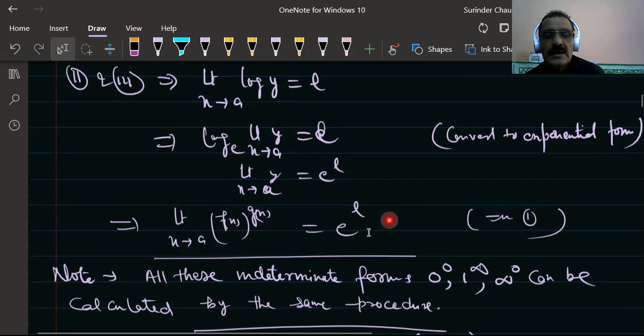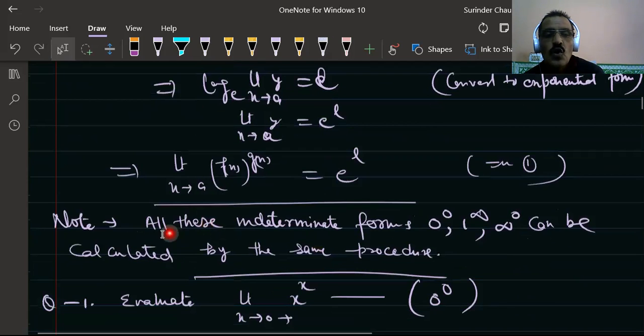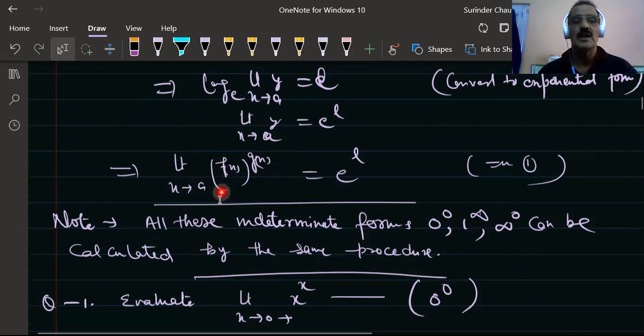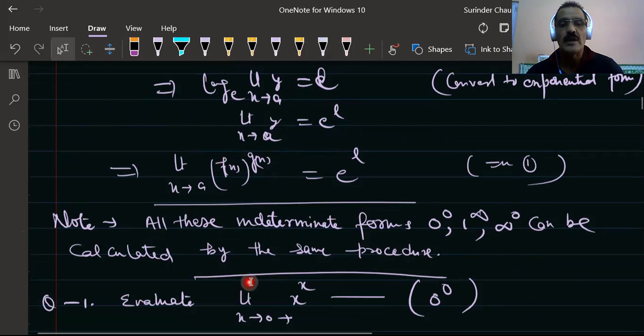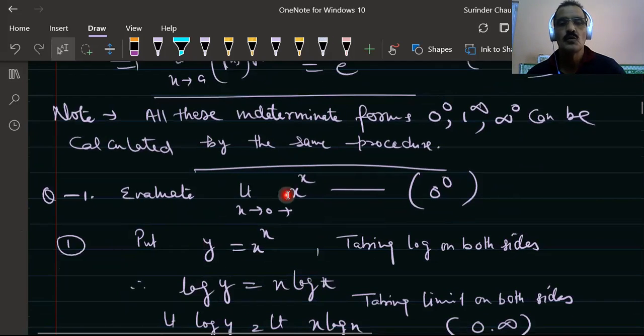Notice that all these indeterminate forms, 0 to the power 0, 1 to the power infinity, and infinity to the power 0, can be calculated by the same procedure. You have to remember the procedure and apply it. Now let's solve problems.